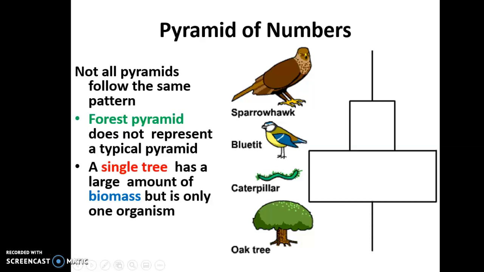Not all pyramids of numbers follow the same pattern. So, for example, a forest pyramid does not represent a typical pyramid. A single tree has a large amount of biomass, but is only one organism. Okay, so theirs looks a little different.